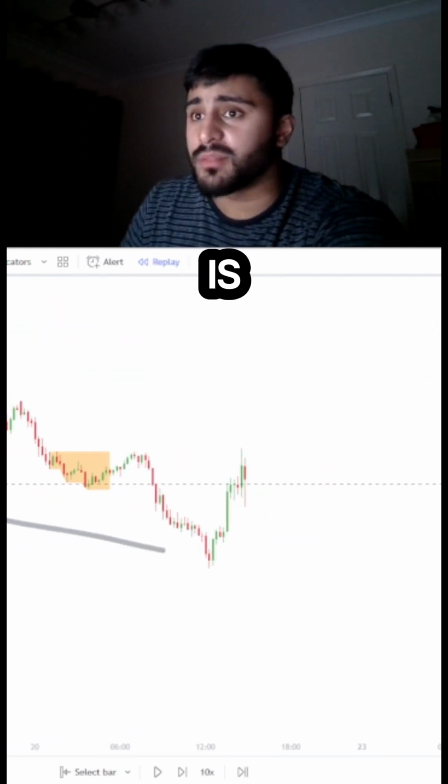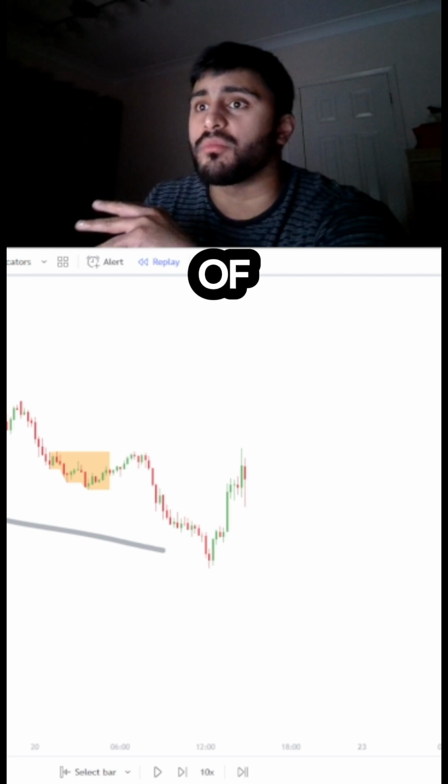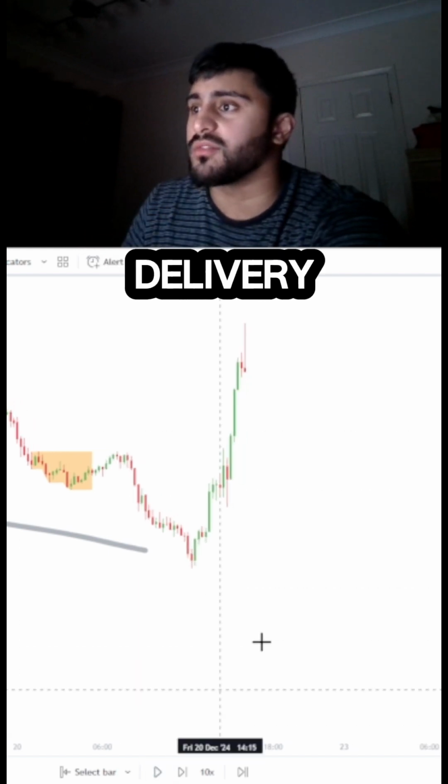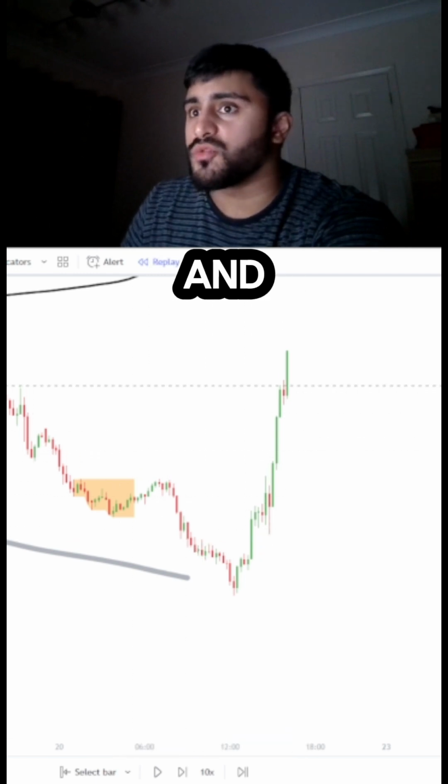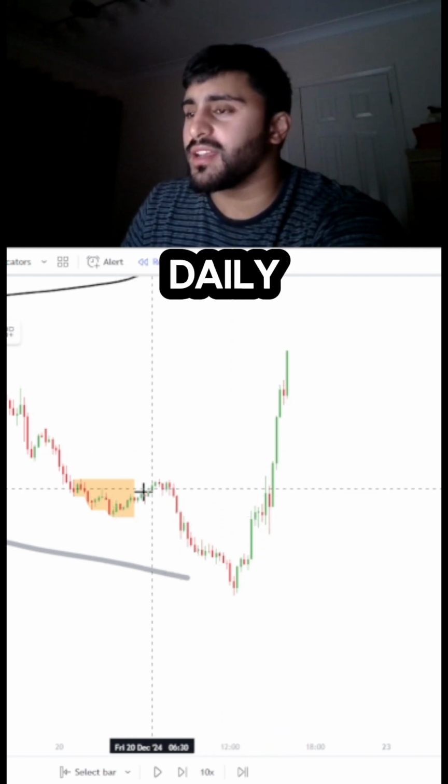And step number three is the most important: I'm looking for a change of market structure, or a change of state of delivery. So now from here, we had a market structure shift down here within this region, and you really could have entered anywhere below the daily opening price over here.